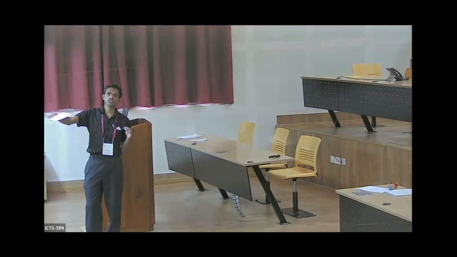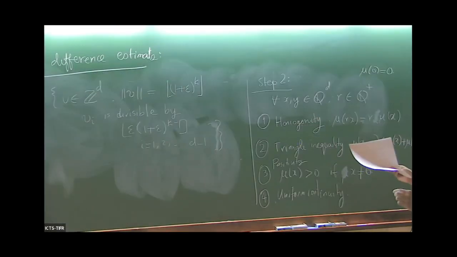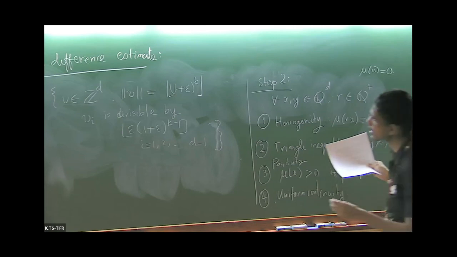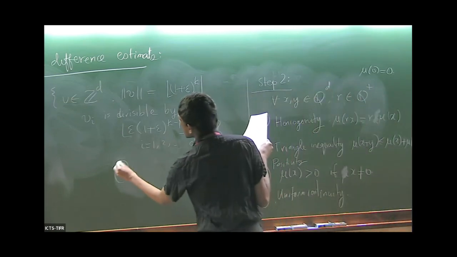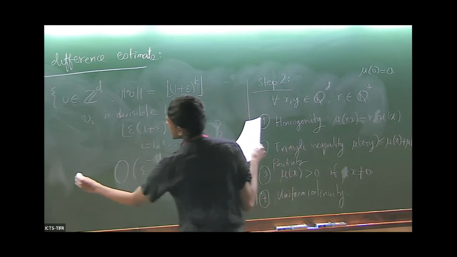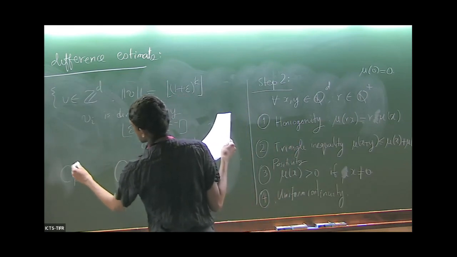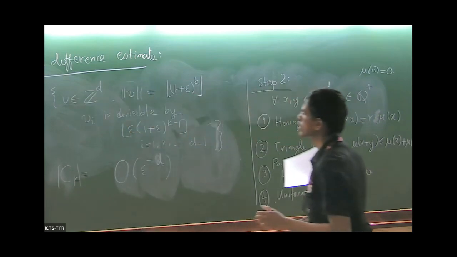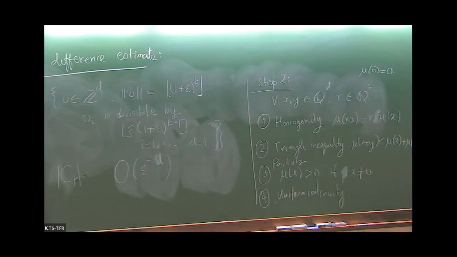You'll see why this particular choice is there, but one thing you can already see is that the size of this net is of the order epsilon to the minus d. So it does not grow too fast. For example, it's not depending on k, which is important because we're going to take a union bound over this C_k.